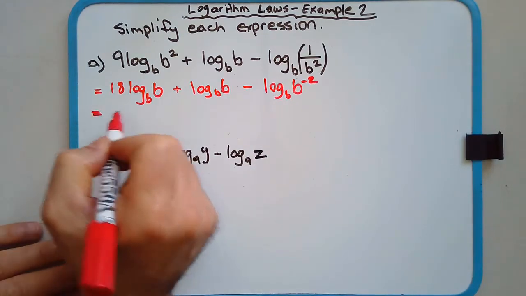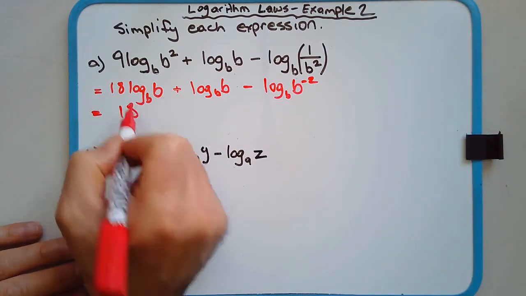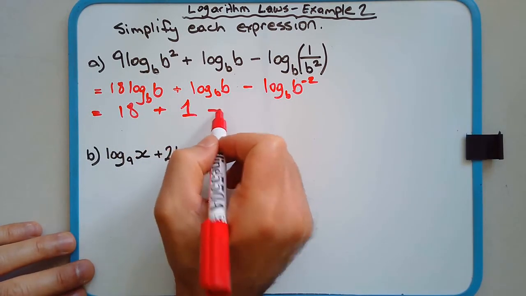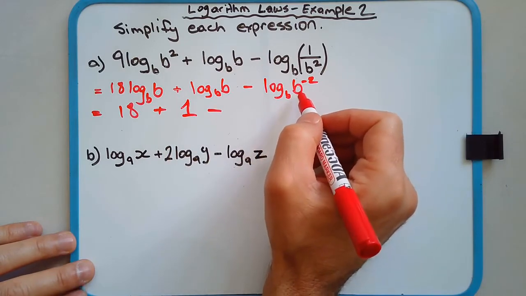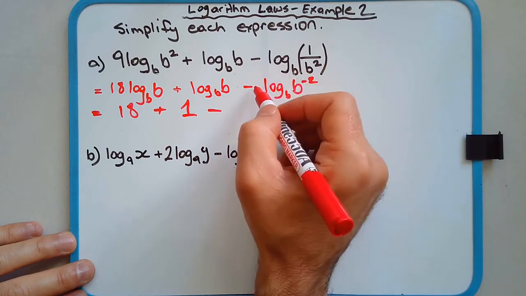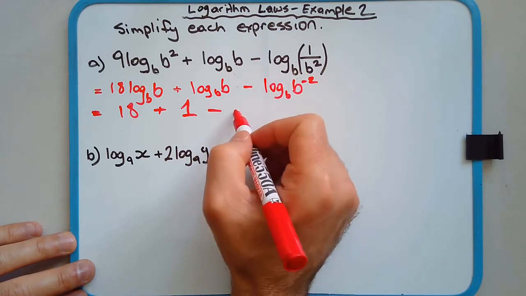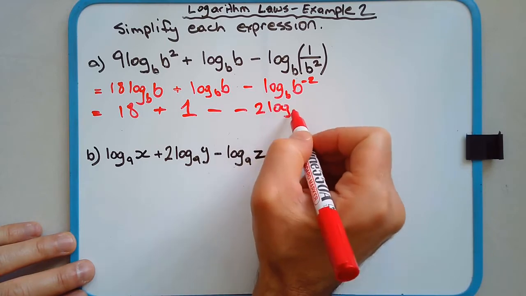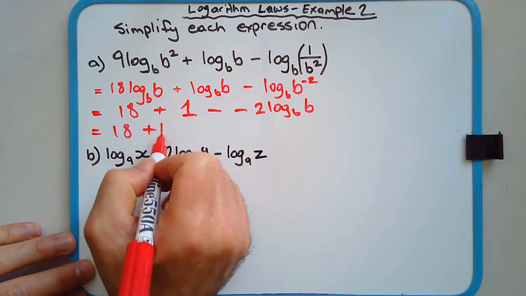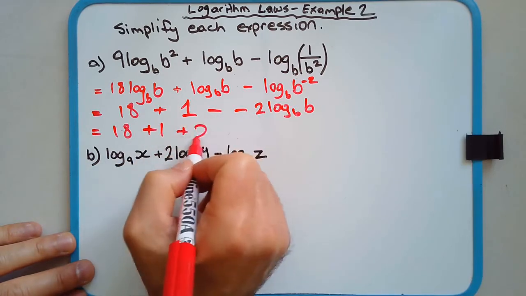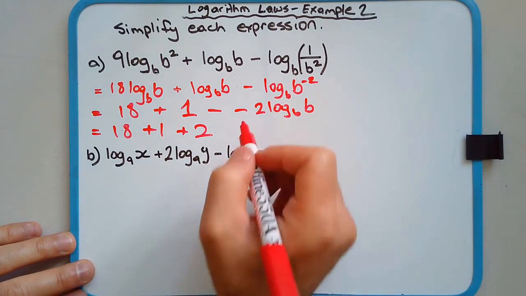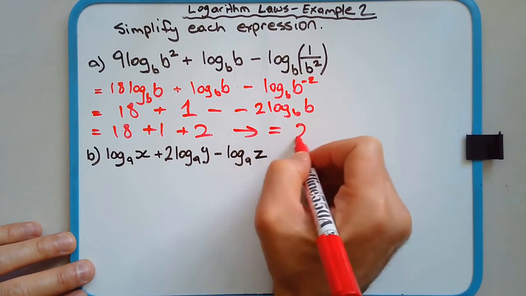Okay, next step. 18 log base b of b, well, that's just 18, plus log base b of b, well, that's just 1, minus. Now log base b of b to the negative 2: by log law number 3, the negative 2 can come out to the front as well. So we're going to have minus negative 2 log base b of b. And that's just equal to 18 plus 1 plus 2, since log base b of b is 1, minus negative 2 is plus 2, and the solution to that is 21.